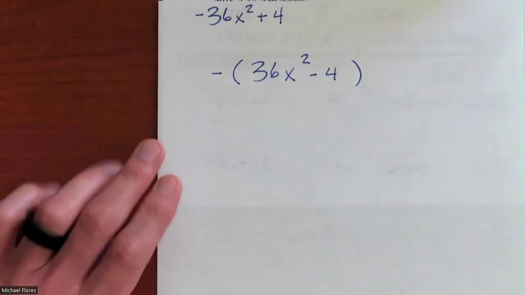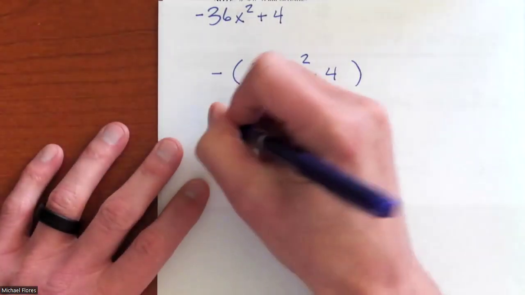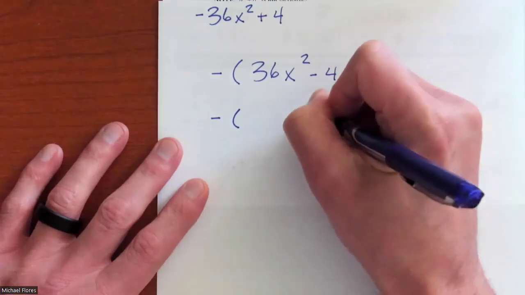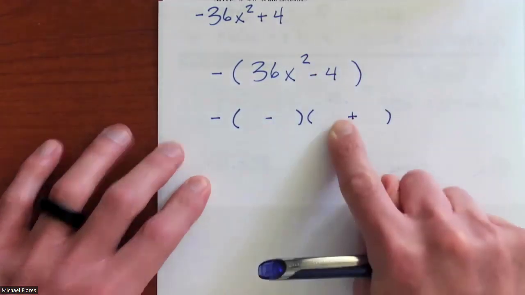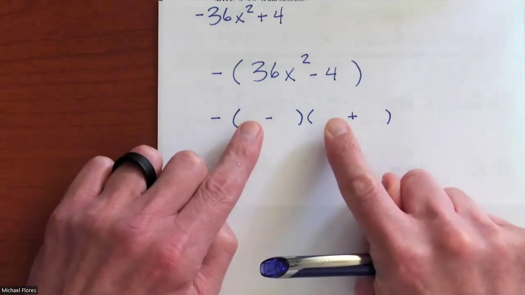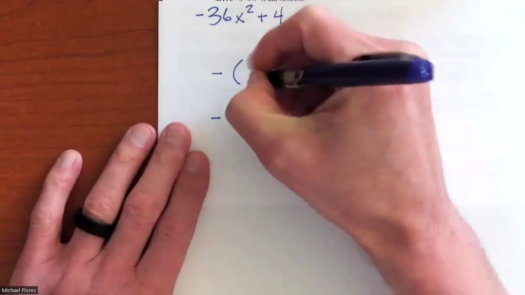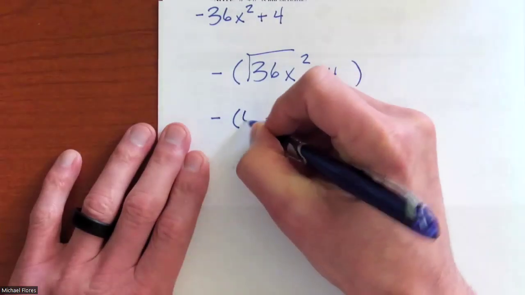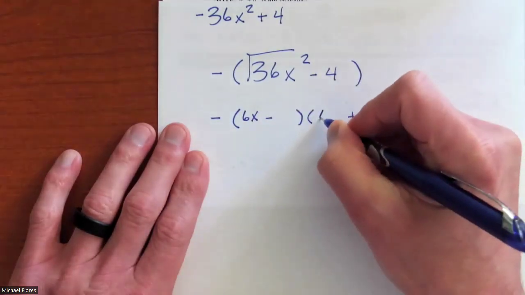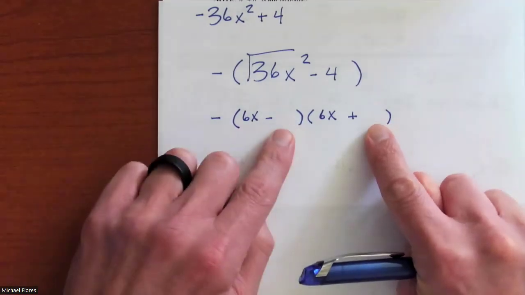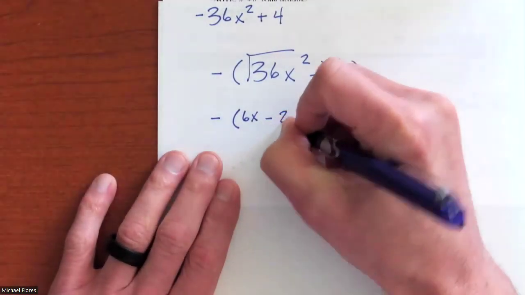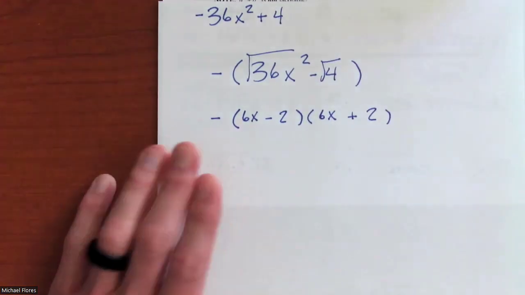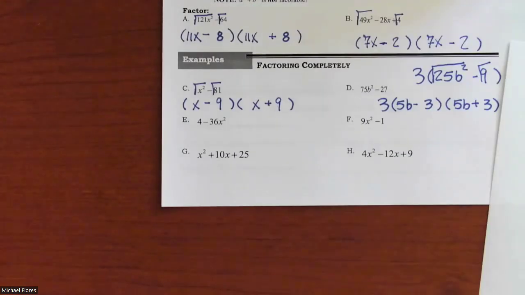Now, looking in parentheses, we have a difference of perfect squares. Set up your two parentheses, give them different signs. To fill in these two spaces right here, take the square root of that. And now to fill in these two spaces here, take the square root of this. That's your answer for that one.